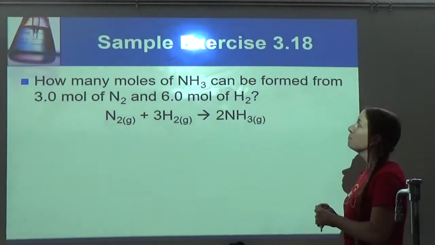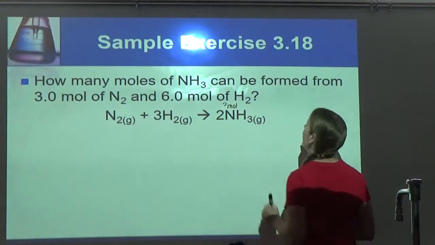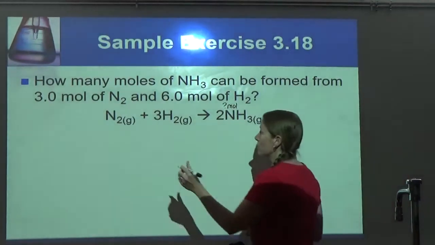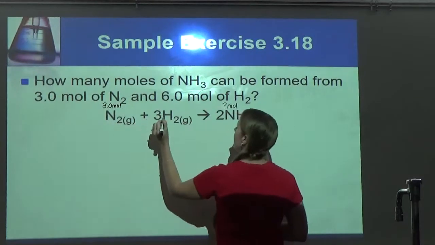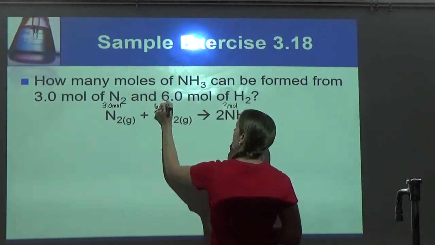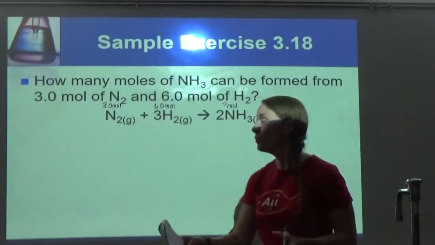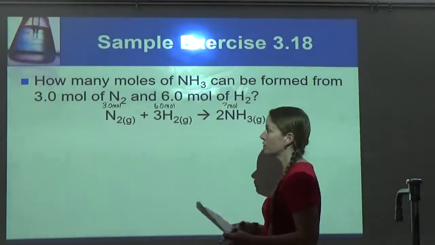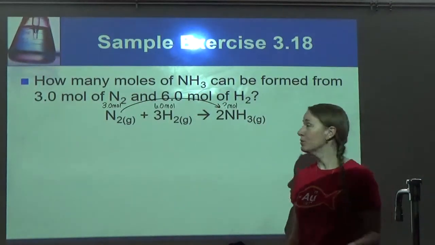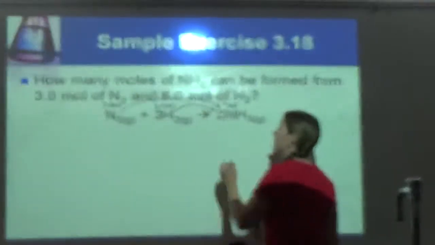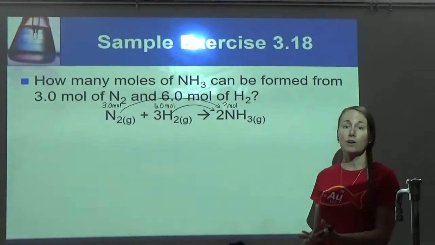So it says how many moles of NH3, so that's what I'm looking for, can be formed from 3 moles of nitrogen and 6 moles of hydrogen. Okay, so if you remember, for this type of problem, we do 2 stoichiometry problems. We go from nitrogen to figure out how much ammonia we can produce, and then we go from hydrogen to figure out how much ammonia we can produce. And then the actual amount we'll produce is the lower of the 2.